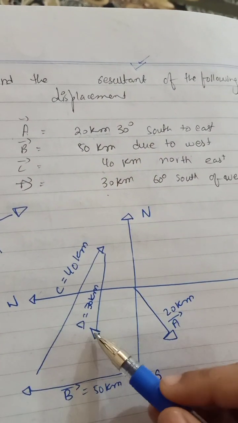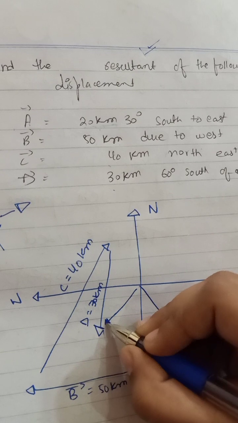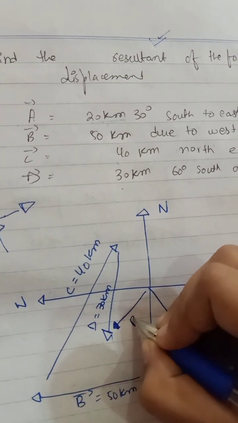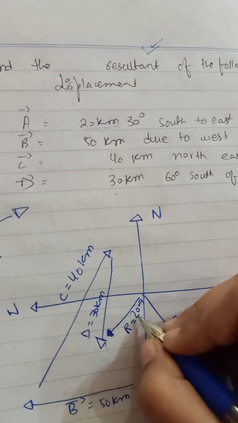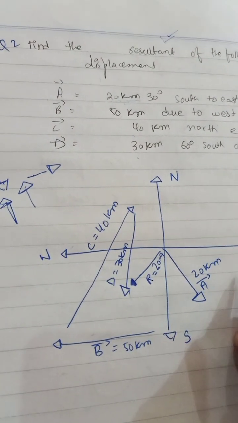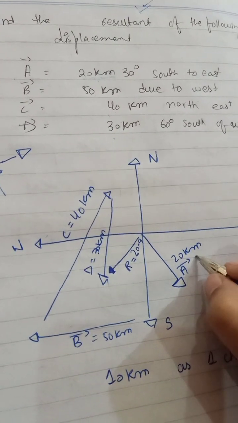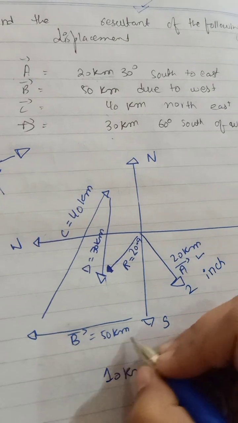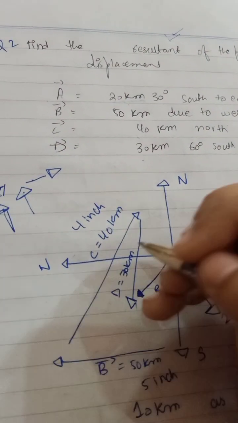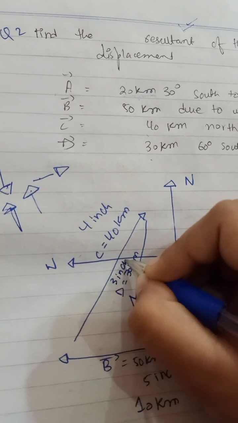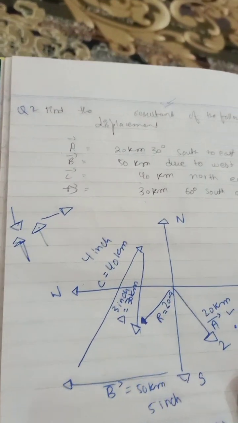So here we have a resultant of 20.9 inches with the scale. We have considered 10 kilometers as 1 inch. That means 20 kilometers is 2 inches, 50 kilometers is 5 inches, 40 kilometers is 4 inches, and 30 kilometers is 3 inches. In this problem we have to make a graph of the directions.